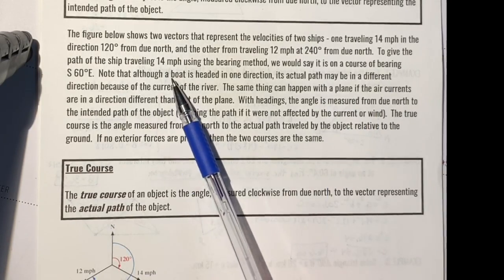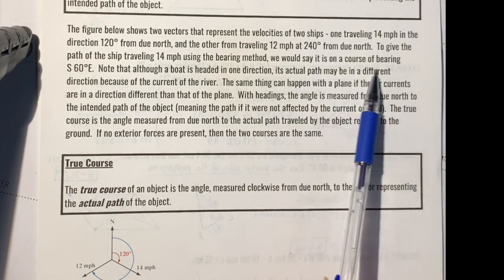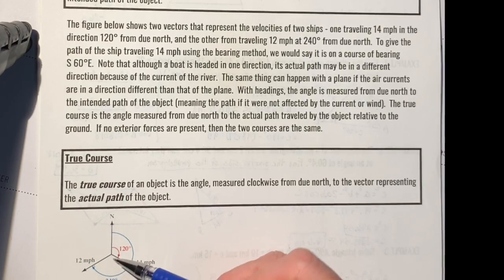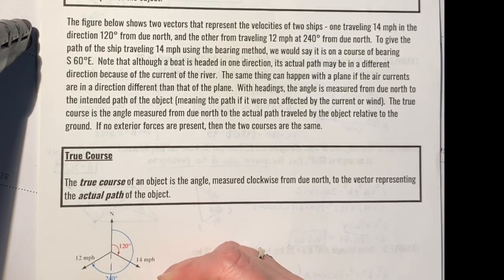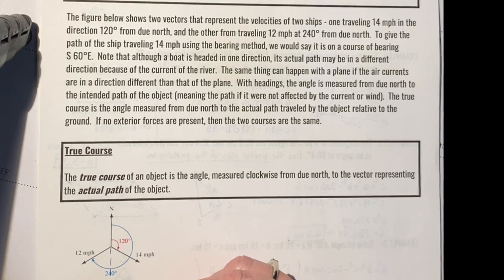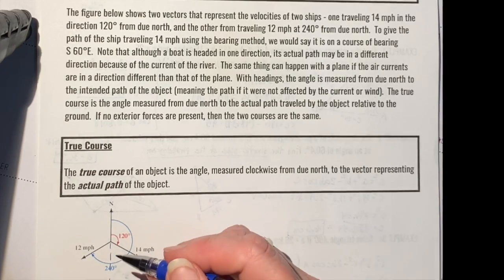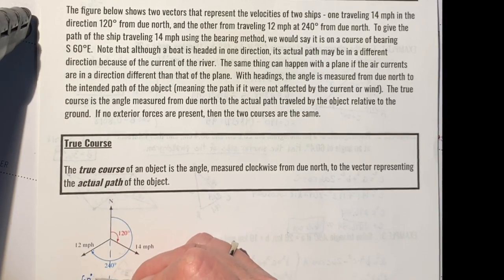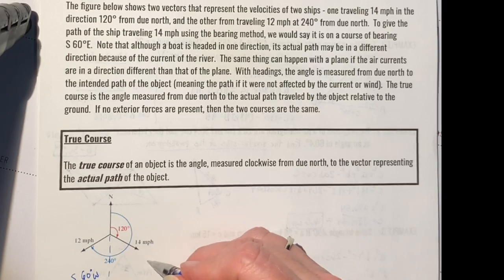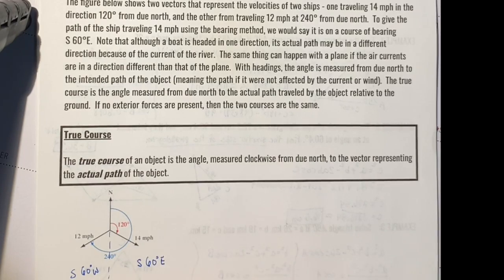To give the path of the ship traveling 14 miles per hour using the bearing method, we would say it is on a course of bearing. So if it's 240 degrees as its heading, then the bearing would be 60 degrees west of south, and for the other ship we would write that as also 60 degrees, but 60 degrees east of south. So if you're given it in the bearing method, that would be how you would write those.